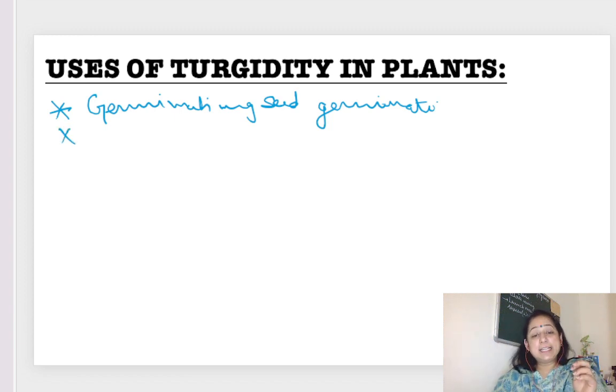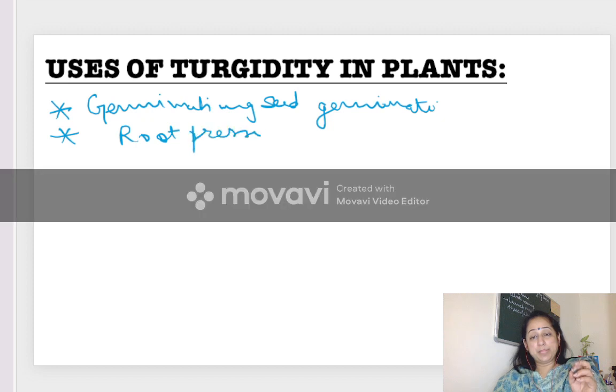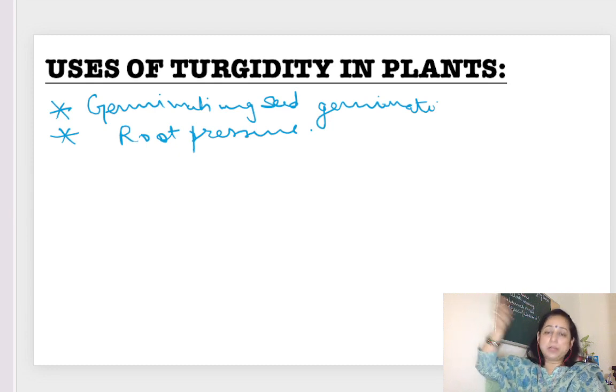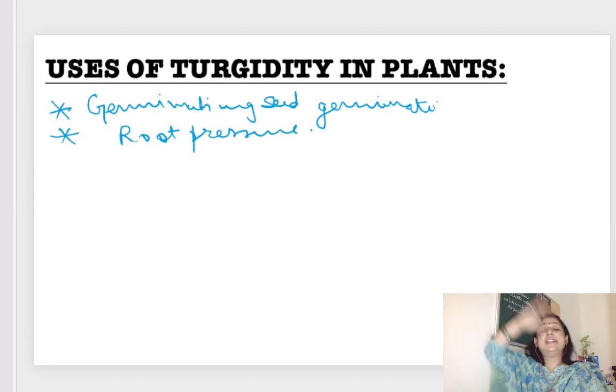Next, it helps to provide root pressure. Root pressure we've already discussed. The water which moves inside the roots provides the pressure for the ascent of the sap. If there is no root pressure, water will not reach the leaves, because that root pressure is generated by the water which is absorbed by the roots. Hence it is very important.